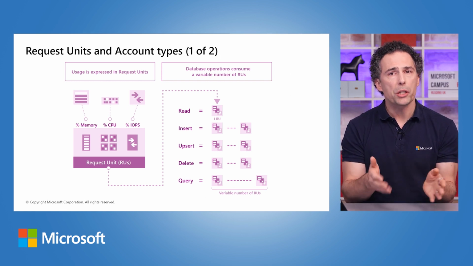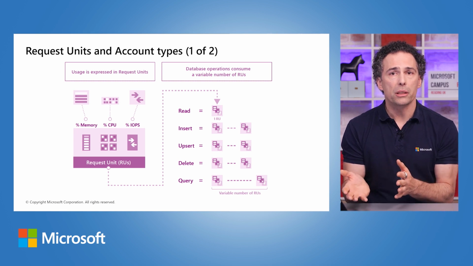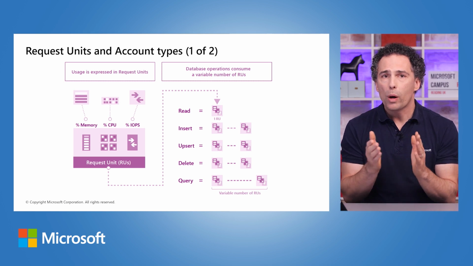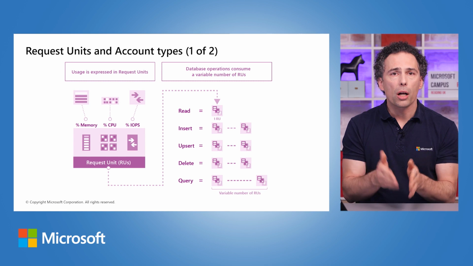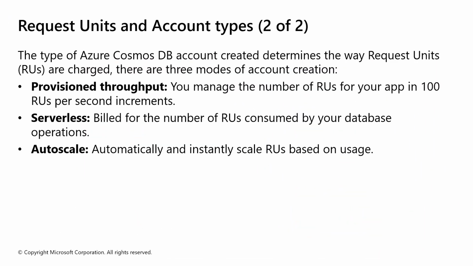No matter which API you use to interact with your Azure Cosmos DB containers, costs are measured in RUs. Whether the database operation is a write, a point read, or a query, costs are always measured in RUs, no matter what. The kind of Azure Cosmos DB account you have affects how the consumed RUs are billed. You have three options for creating or configuring an account.